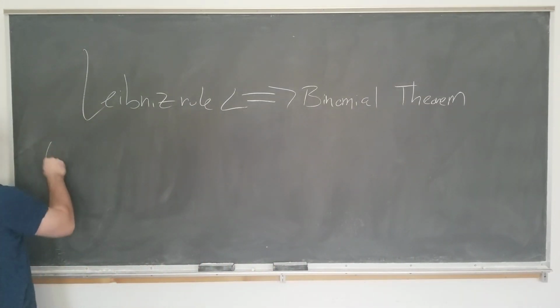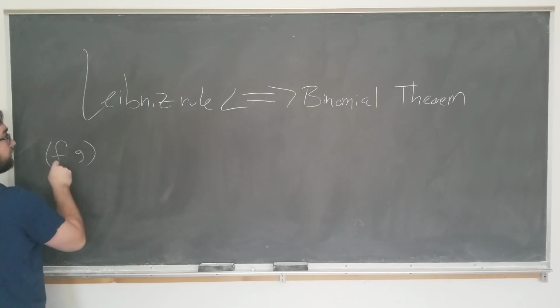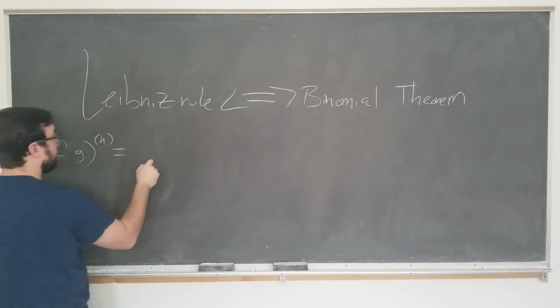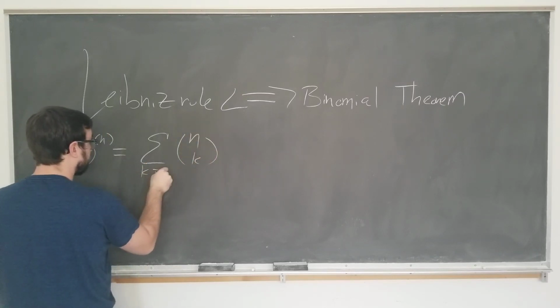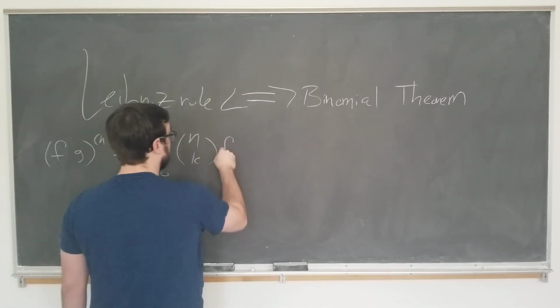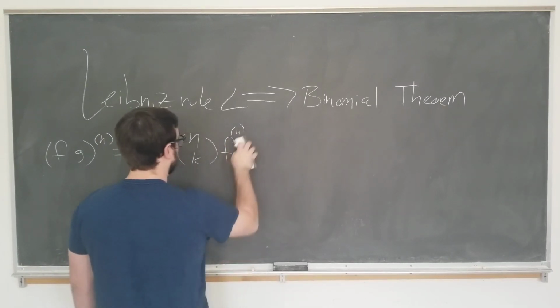The Leibniz rule tells you if you have two functions f and g and you want the nth derivative, you can do this as long as you have the binomial coefficients and you have the nth derivatives of the functions themselves.